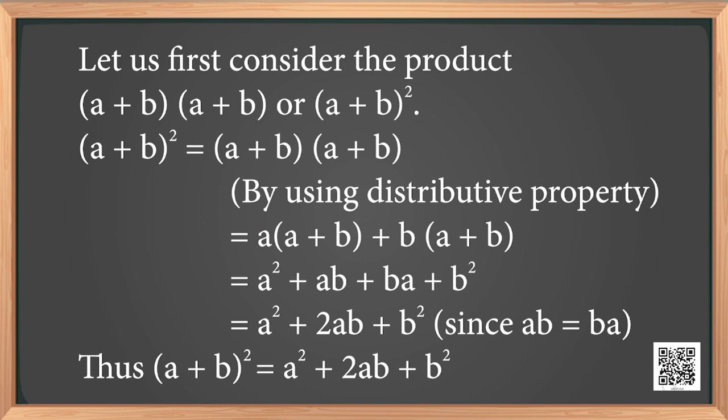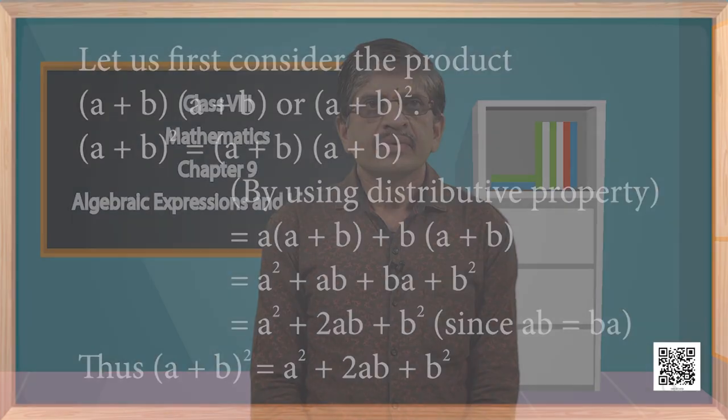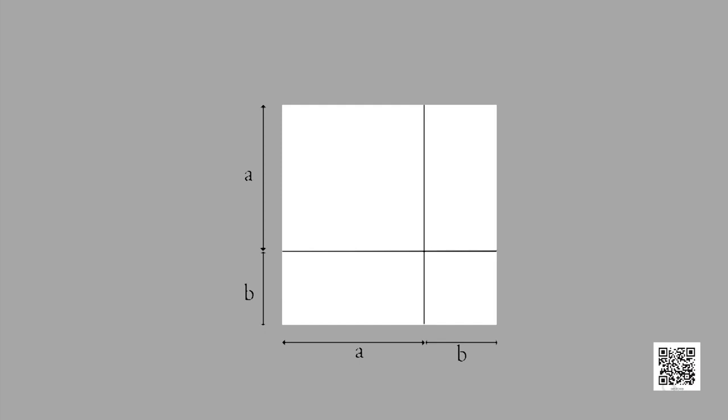Clearly, this is an identity since the expression on the RHS is obtained from the LHS by actual multiplication. One may verify that for any values of a and b, the values of the two sides are equal. Let us see the geometrical representation of the identity (a plus b) whole square is equal to a square plus 2ab plus b square. Here is the square of length a plus b.